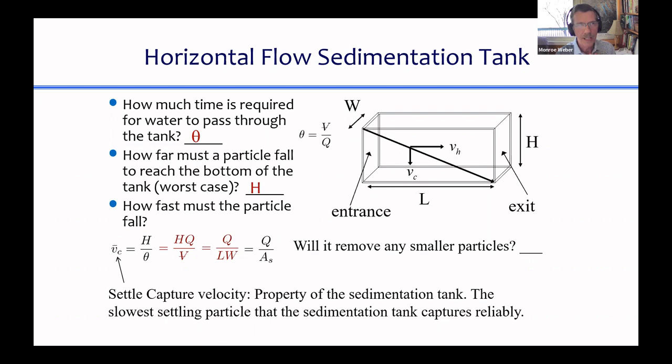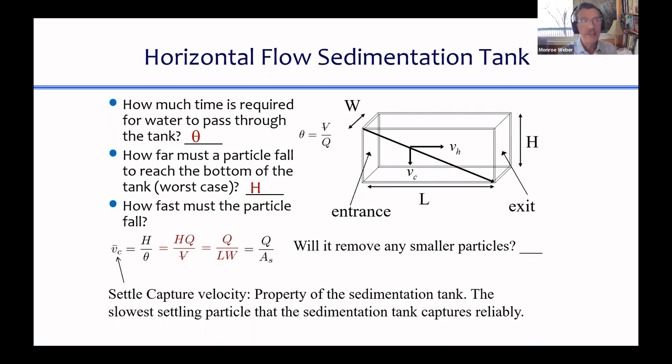Is there any particle that could find a way through this tank where it would land on the bottom, even though it's settling slower than the capture velocity? Maybe you have to make some more assumptions. Let's assume that particles are actually effectively being injected all along that entrance face. So one face of the rectangle, somehow we've made that whole face be perforated with orifices, with holes, and there's water flowing through that entire face. Now, can you see a path that some particles could make it to the bottom?